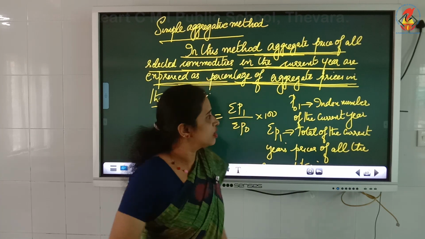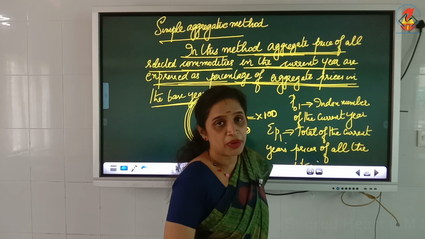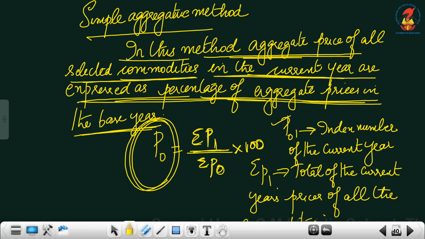As per the formula, the price index number by the simple aggregate method is expressed as P01 equal to sigma P1 by sigma P0 into 100. Sigma means the total: sigma P1 is the total of the prices in the current year, and sigma P0 is the total of the prices in the base year. To express it as a percentage, we multiply by 100. Where P01 is the index number of the current year.